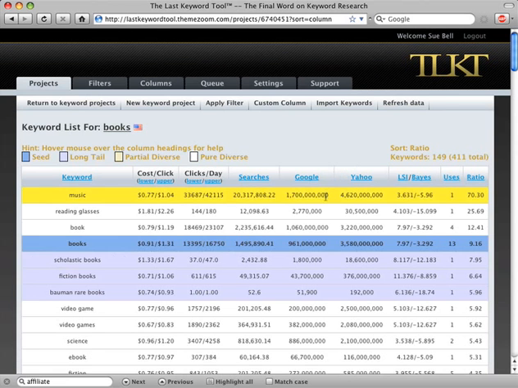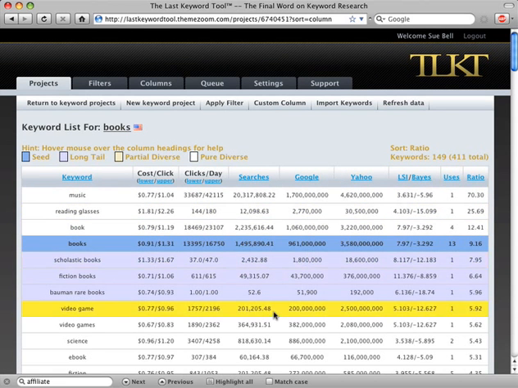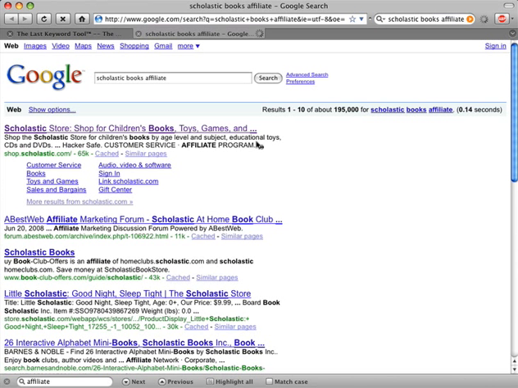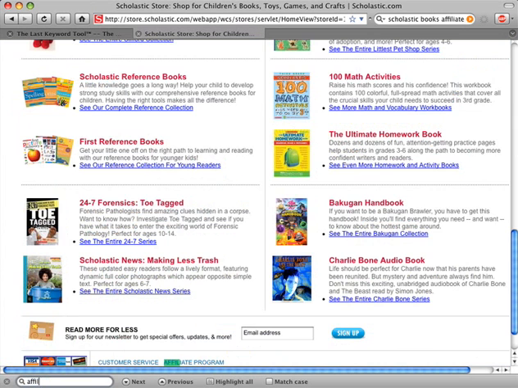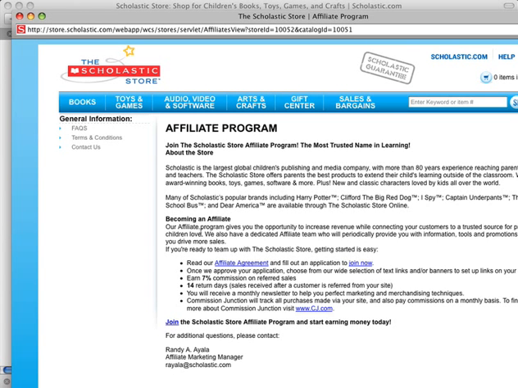Alright, let's take a look here. Oh, Scholastic Books. I actually remember buying things from them when I was in 5th grade. I wonder if they have an affiliate program. Let's find out. Scholastic Books affiliate. Alright. Ooh, it looks like they have an affiliate program. Let's find out where it is. Affiliate program. Okay. 7%. That's not bad.